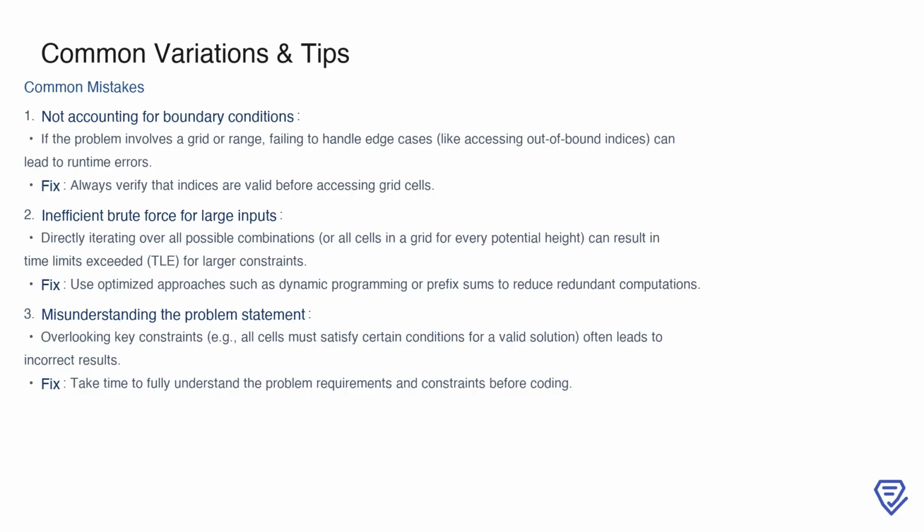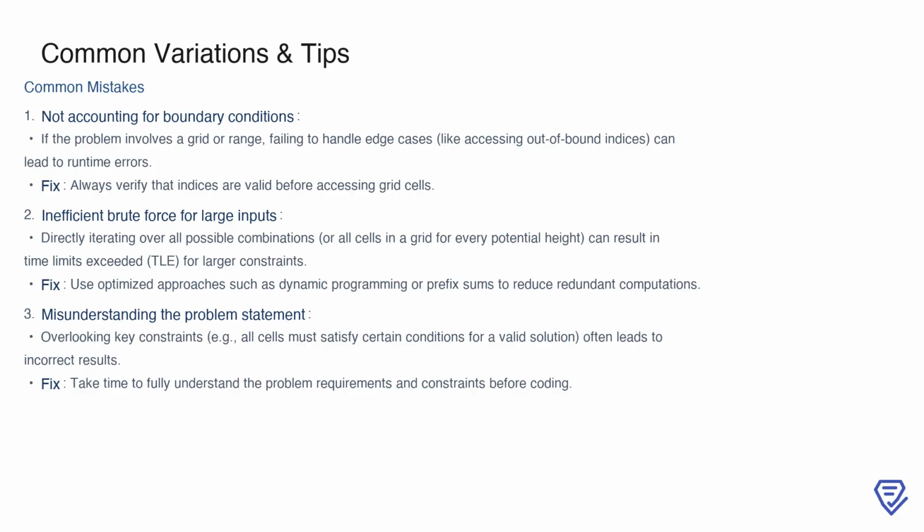For example, if you're working with a grid and try to access indices outside its bounds, you might encounter runtime errors. A good way to avoid this is to always verify that your indices are valid before accessing any grid cells. Next, inefficient brute force approaches can cause time limit exceeded errors, especially with large inputs. Iterating over every possible combination or every grid cell for all potential heights is often too slow. Instead, look for optimized solutions, such as using dynamic programming or prefix sums, to avoid redundant computations.